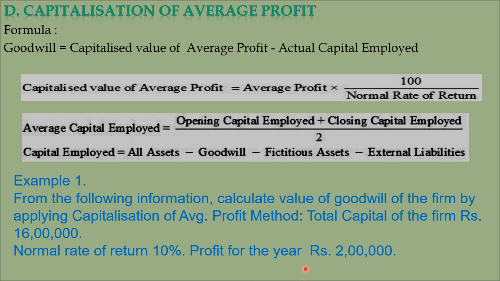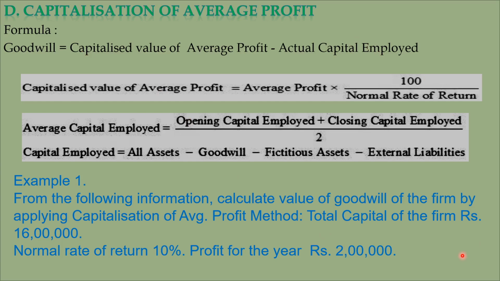But here you have to find out the capitalized value of average profit. Here the average profit is 2 lakh and the rate of return is 10%. So 2 lakh into 100 divided by 10 is coming 20 lakh. So 20 lakh is the capitalized value of average profit, and 16 lakh is the capital employed. Therefore, 4 lakh goodwill is coming.